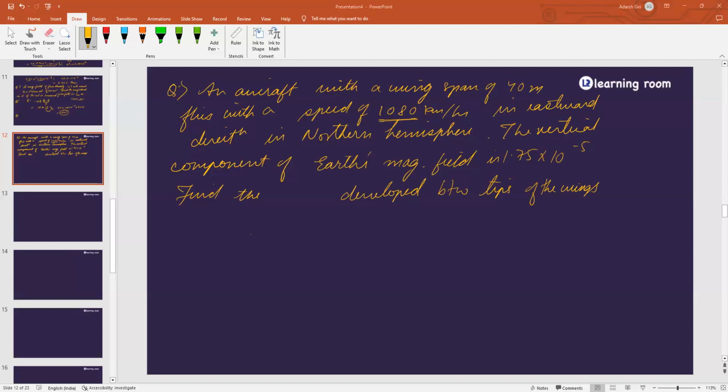An aircraft with a wingspan of 40 meters flies with a speed of 1080 km per hour in the eastward direction in the northern hemisphere. The vertical component of Earth's magnetic field is 1.75 into 10 to the power minus 5 Tesla. Find the EMF, or the potential difference, that is developed between the tips of the wings. Do it.